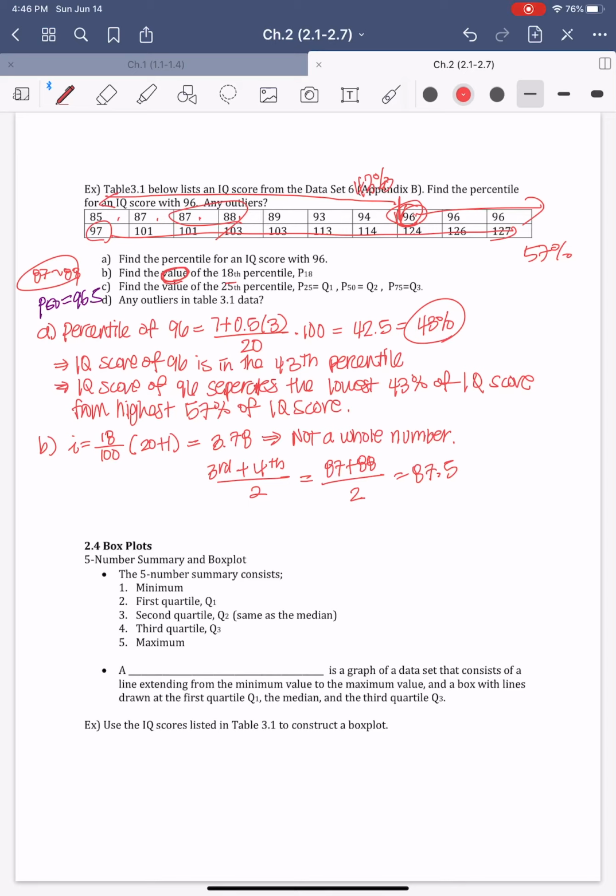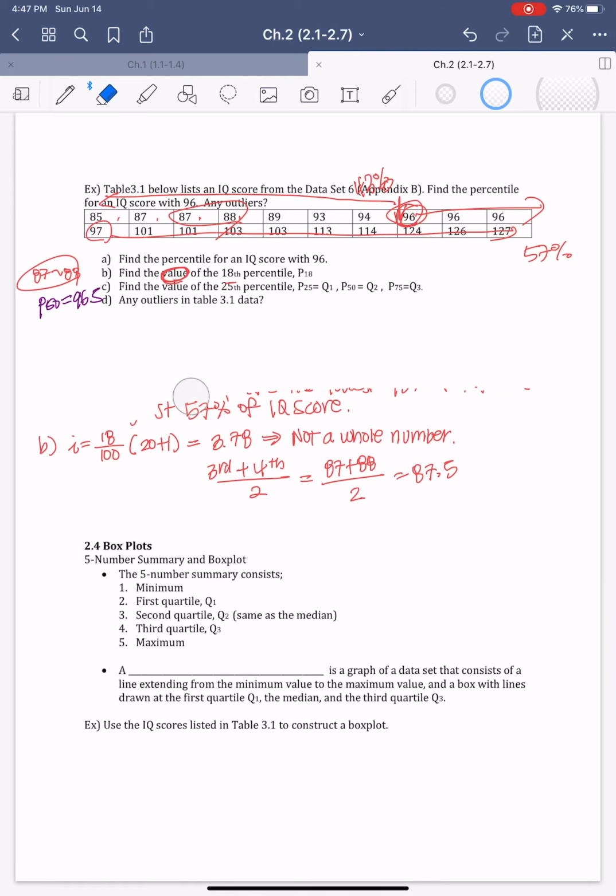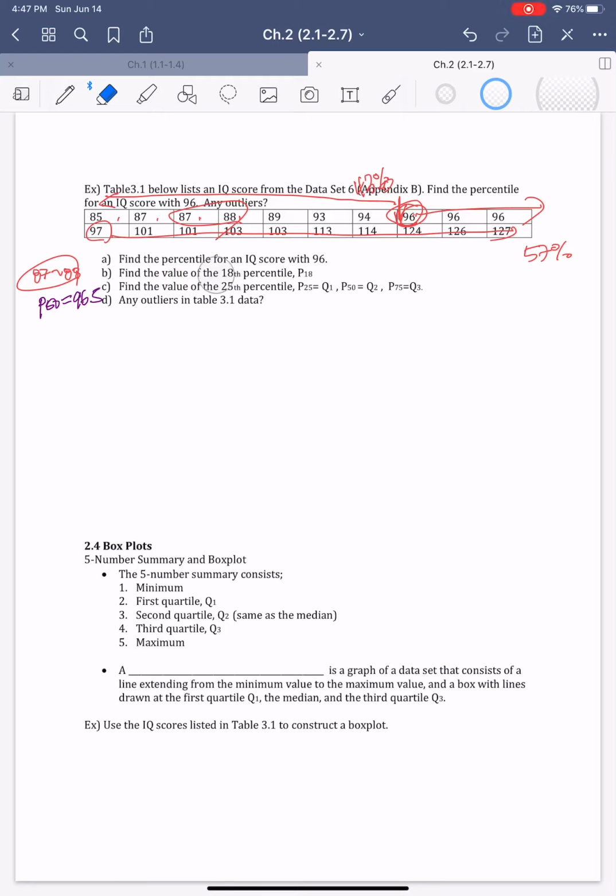Okay, so that's the difference between A and B. Now C is a repeat of part B, but instead of 18, I just changed to 25, 50, 75, or I could have asked Q1, Q2, Q3. So let's also do part C, more practice on converting to the data value. I ran out of space, so I'm going to erase the work for A and B. Let me also erase this one here. Okay, part C.